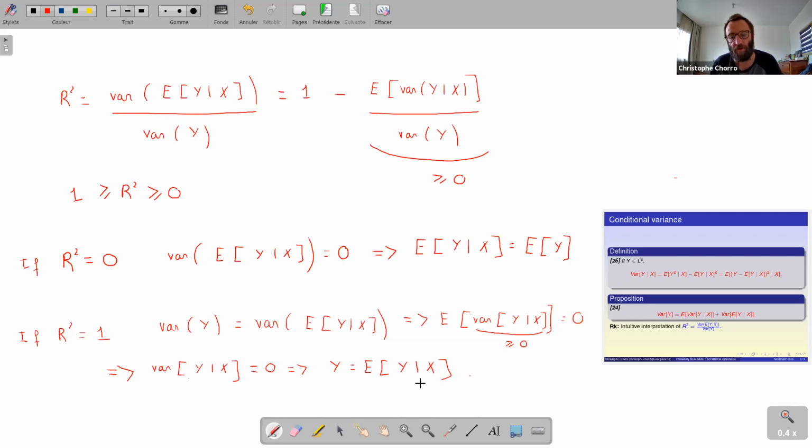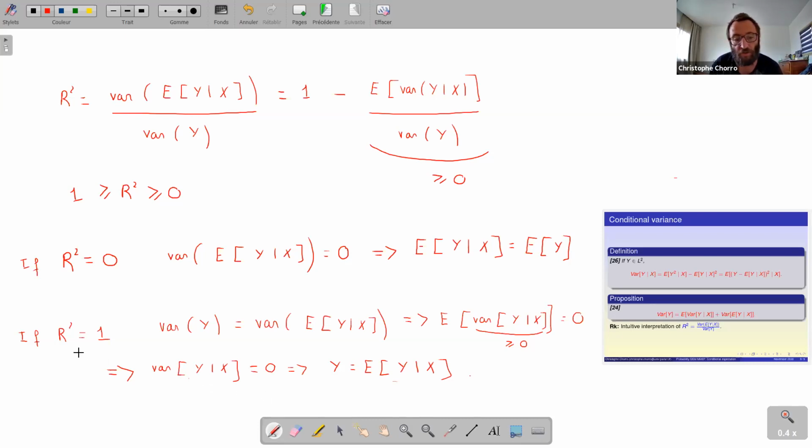And what is the meaning of this one? Here, it means that I am in the best case. So which best case? Keep in mind that in the situation where I want to approximate y by a function of x, I am in the best case because when r squared is equal to 1, it means that y is itself equal to its conditional expectation, meaning that it is a function of x. So if I want to approximate it by a function of x, I am in the best situation, because the approximation will be perfect.